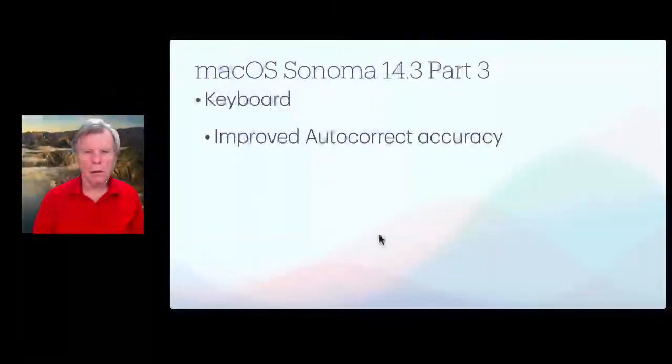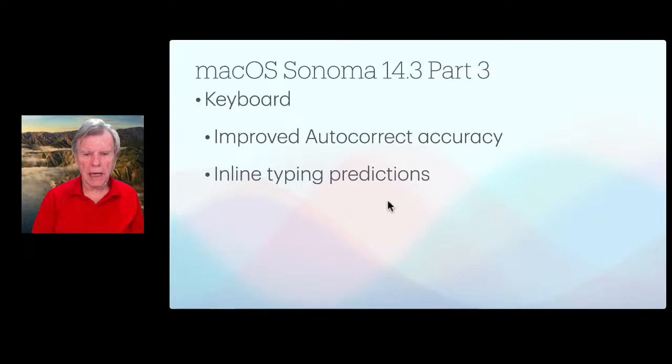So on the keyboard, we have some changes, some additions. They've improved the autocorrect accuracy. We probably all experienced the fact that autocorrect doesn't actually work the way we thought it should work, but now it's supposed to be better. And now they've added inline typing predictions. So you'll be typing along and you'll see a word appear after the last word that you typed, sometimes more than one word, and it'll be kind of in a gray text, and you hit the space bar to accept that, or you just keep typing to ignore it.